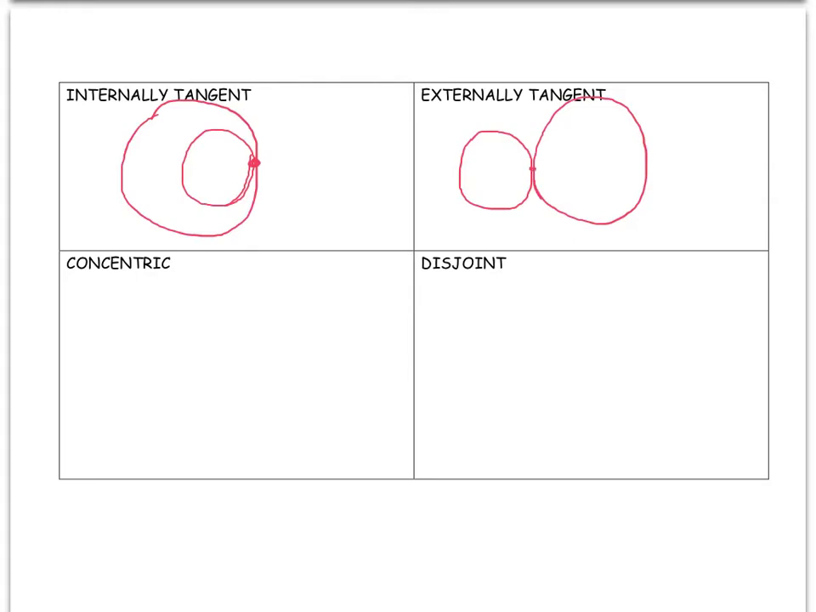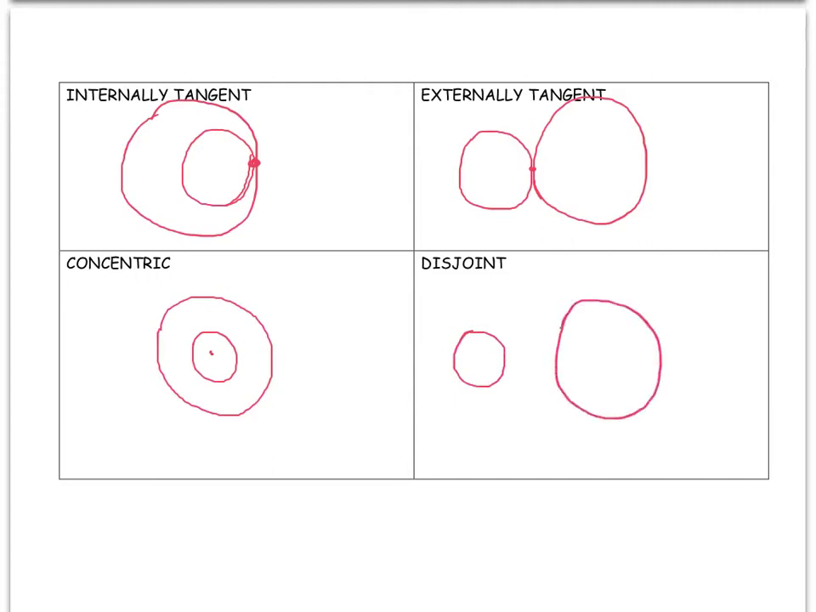If two circles are concentric, then it just means they have the same center. So here's the center. I could have one circle around it there with a radius of 1, and then another circle that has a larger radius. And finally, if two circles are disjoint, then it just means they don't intersect at all.